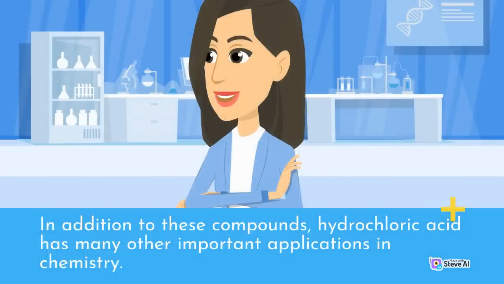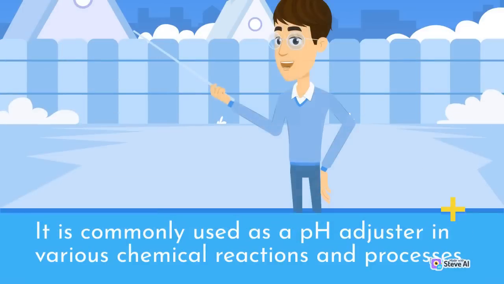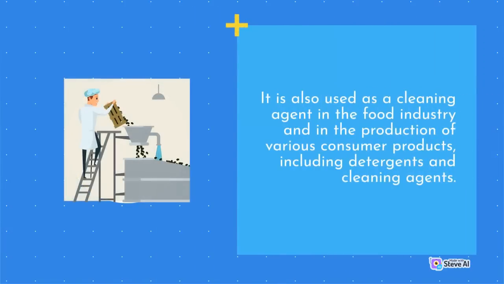In addition to these compounds, hydrochloric acid has many other important applications in chemistry. It is commonly used as a pH adjuster in various chemical reactions and processes. It is also used as a cleaning agent in the food industry and in the production of various consumer products, including detergents and cleaning agents.